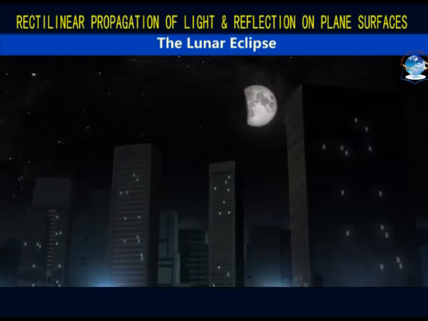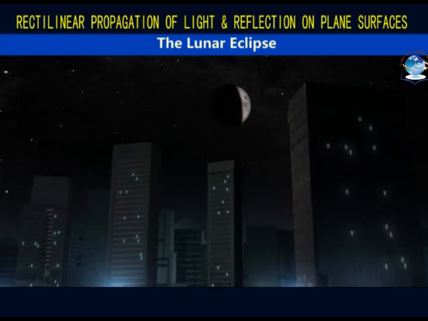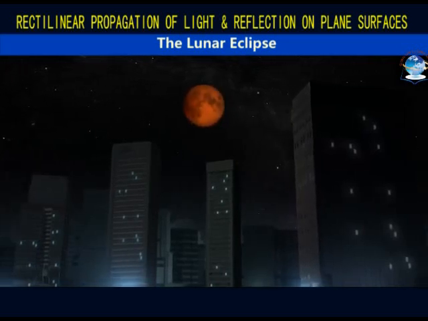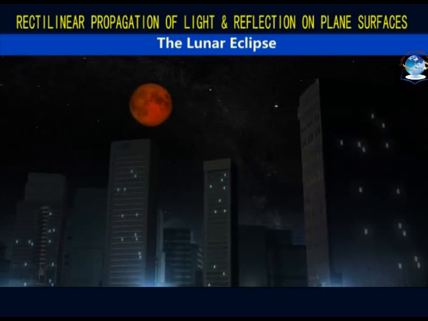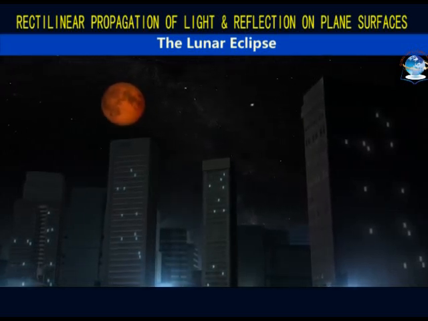Lunar eclipses occur up to 3 times a year and can last up to 1.5 hours because the moon is much smaller than the Earth and takes time to pass through the Earth's shadow.